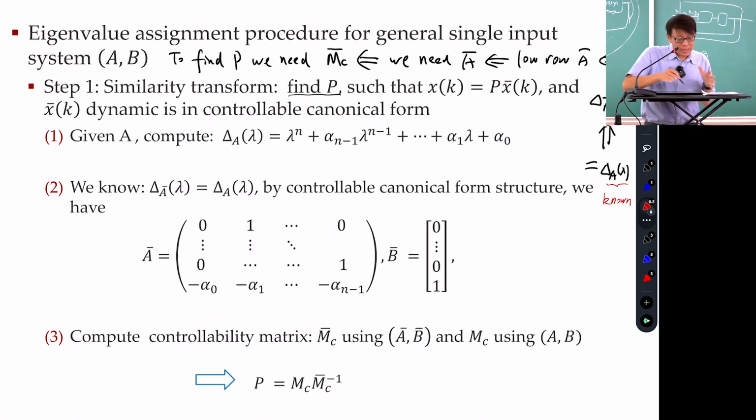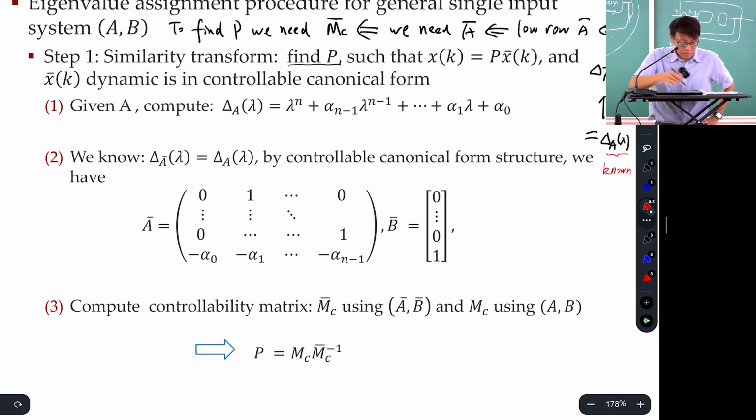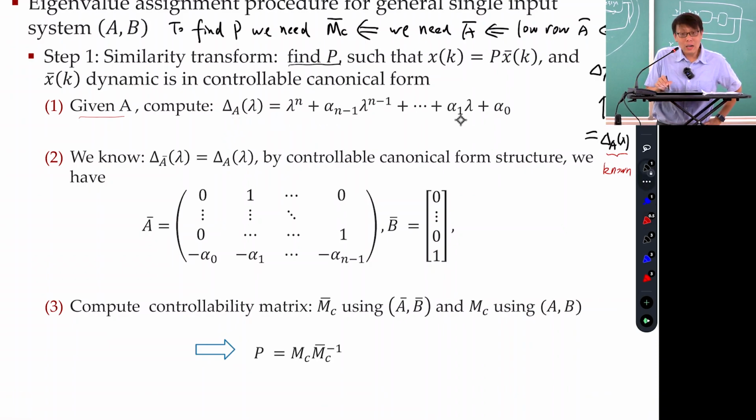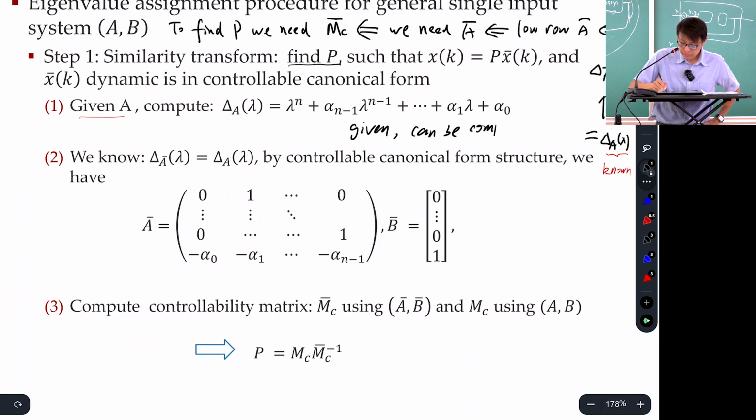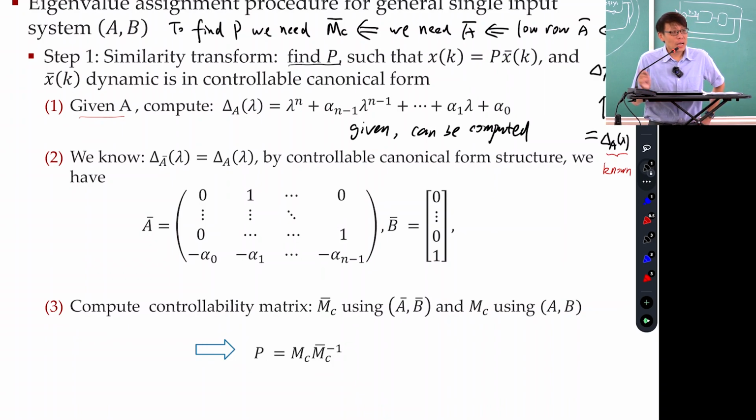Okay, all these steps are just repeating the logic. So this is given. Start from the last thing. Okay, this is given, and I can write it out. This is given. Okay, this can be computed. Then I know the relation between these two. I know the characteristic polynomial of A bar. Okay, then I can write A bar, the last row, right? Then I can compute MC. Then I'm done. All right, I can find P.